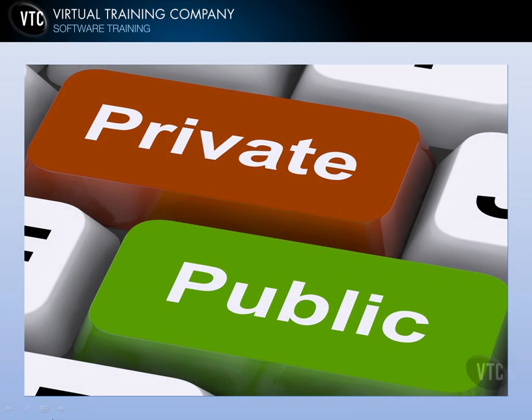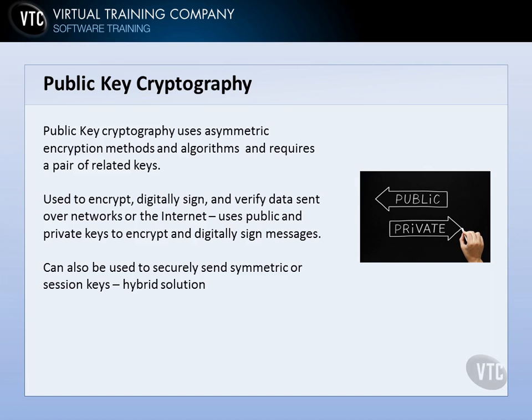Now we've covered symmetric and asymmetric algorithms, but now we want to talk about the application of some of the technologies we've discussed. Now when we get into public key cryptography, we're really talking about the use of private and public keys. Public key cryptography uses the asymmetric encryption methods and algorithms that we talked about earlier, and it requires a pair of related keys.